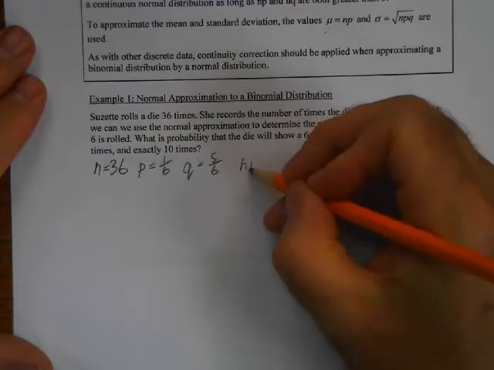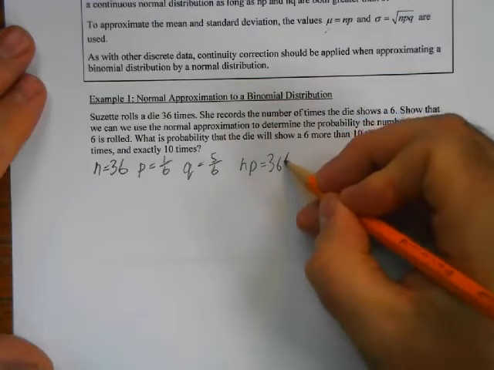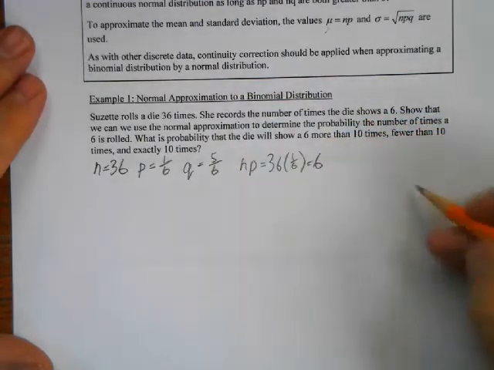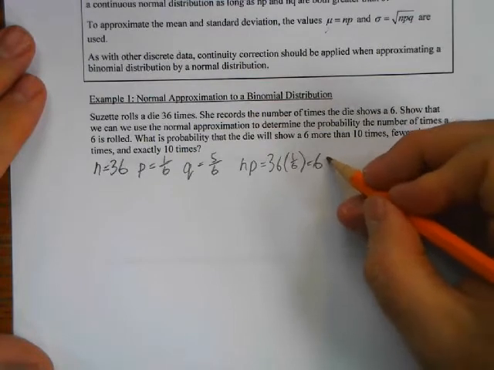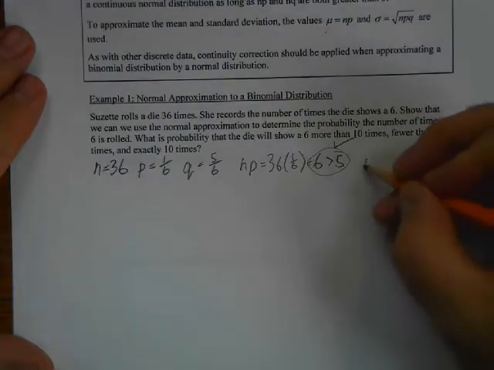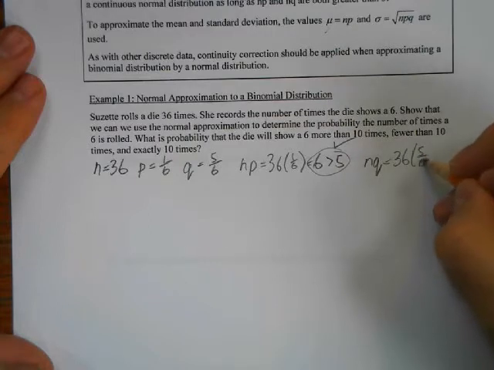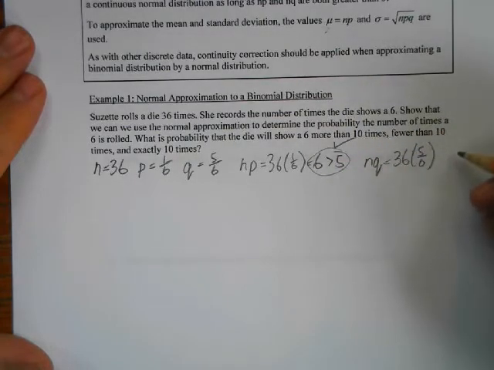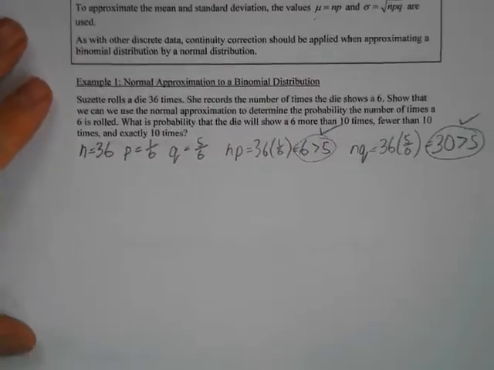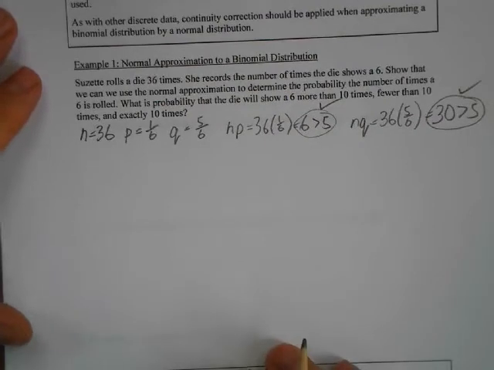So let's do our np. We're testing to see if we can use this. So n times p, that's 36 times 1/6, is 6. So that is greater than 5. So far so good. And then nq is equal to 36 times 5/6. Obviously this is going to be much bigger than np. It's actually equal to 30, and 30 is bigger than 5 as well. So there's our second check accomplished. So what that means is we can go ahead and use the normal approximation.